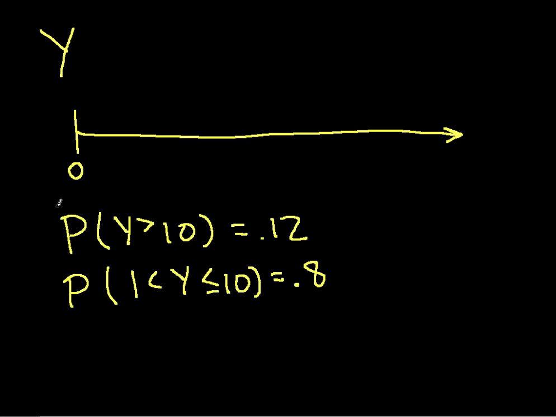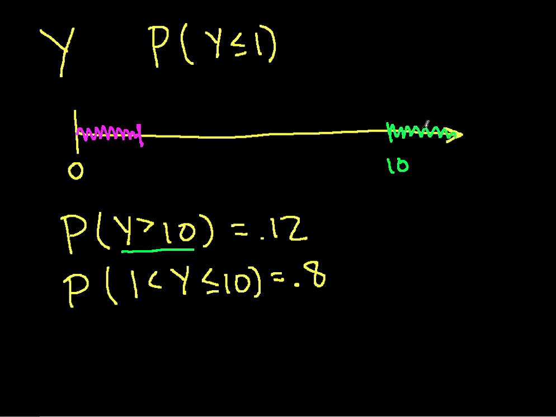Let's suppose that we know these probabilities about Y. The probability that Y is greater than 10 is 0.12, and the probability that Y falls between 1 and 10 is 0.8. And suppose now that I want to find the probability that Y is less than or equal to 1. The interval that I'm interested in, if this is 1, is this interval. You'll notice that I have the probability that Y is greater than 10, out here where I have 10.